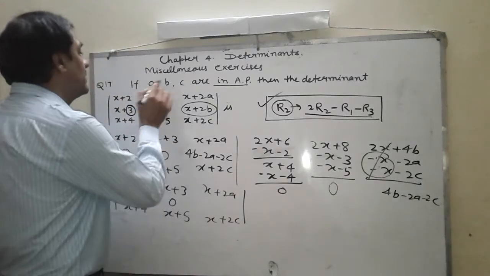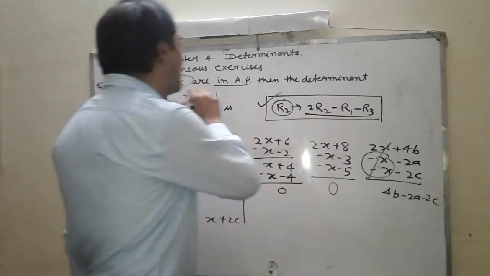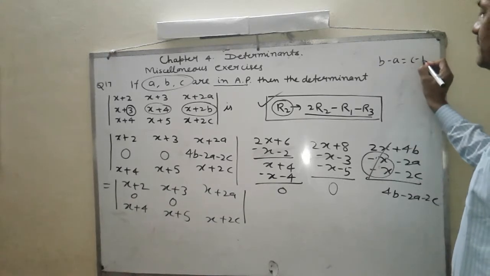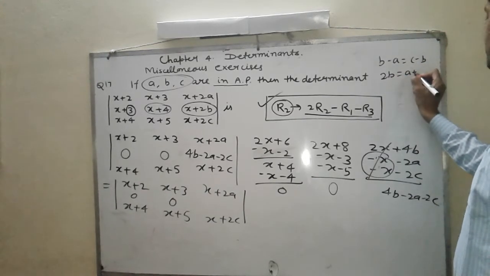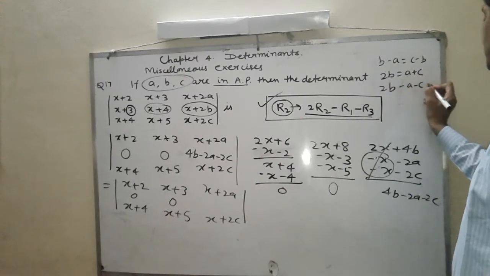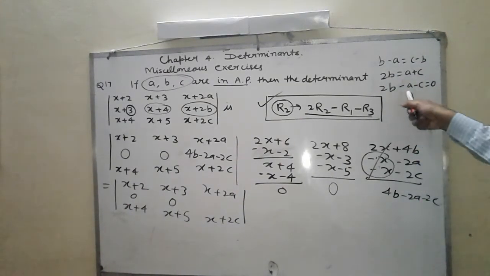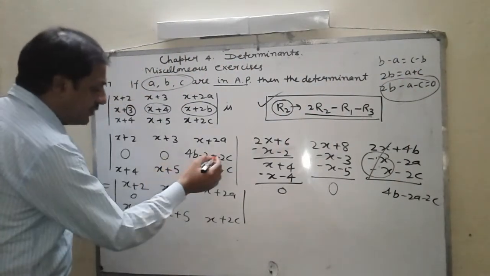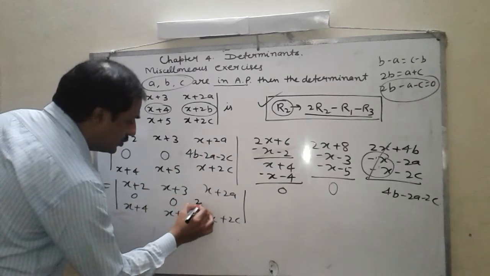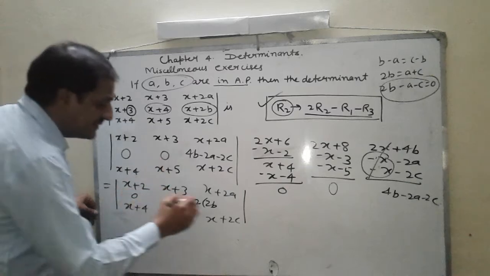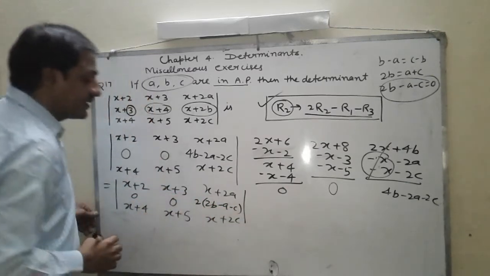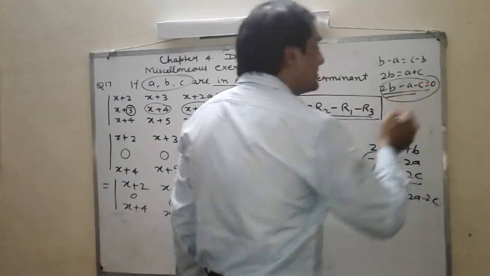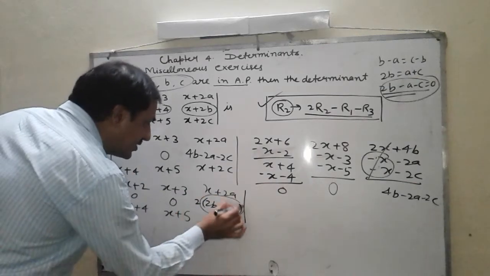Children, you know that if A, B, C are in AP, then B minus A is equal to C minus B. It means 2B is equal to A plus C, so 2b minus A minus C is equal to 0. Here I am using this result in place of this one. If you take 2 as a common factor, you get 2b minus A minus C, which is equal to 0. It means 2 times 0 is equal to 0.